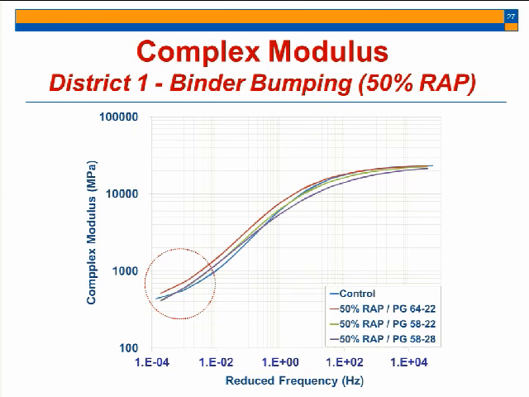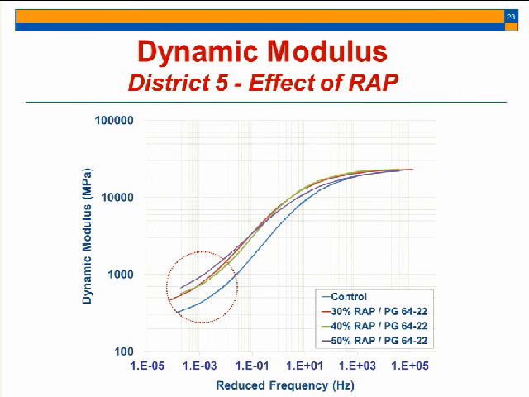But at the end of the day, the District 1 E-star samples were so close to each other that it was difficult to differentiate them from each other. For District 5, we can see this is the effect of RAP. It's 30, 40, and 50% RAP with PG 64-22. PG 64-22 was the base binder, as I said earlier. So we can see increase in the moduli with increase in RAP.